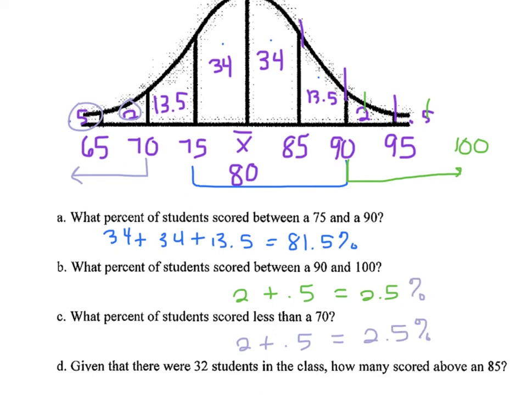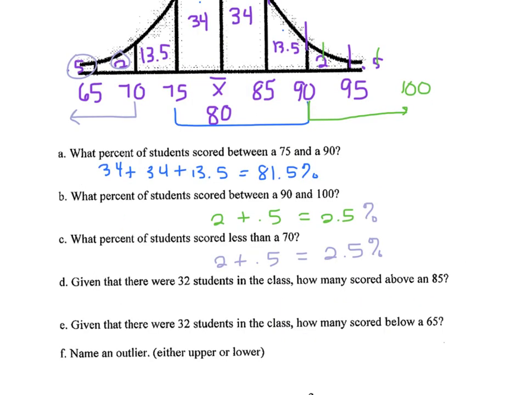And next, what else do we need to find? Next, if there were 32 kids in the class, how many scored above an 85? So we're not trying to figure out the percent, but actually how many kids. So first we'll figure out what percent that is. So 85 and higher will mean we need to add 13.5, 2, and 0.5. So 13.5 plus 2 plus 0.5, that gives 16%. So 16% of the 32 kids in the class scored above an 85.